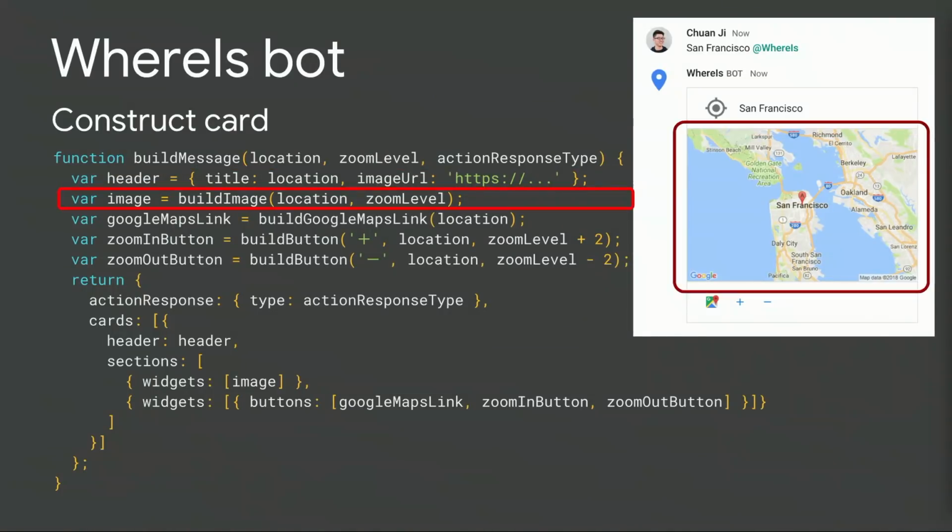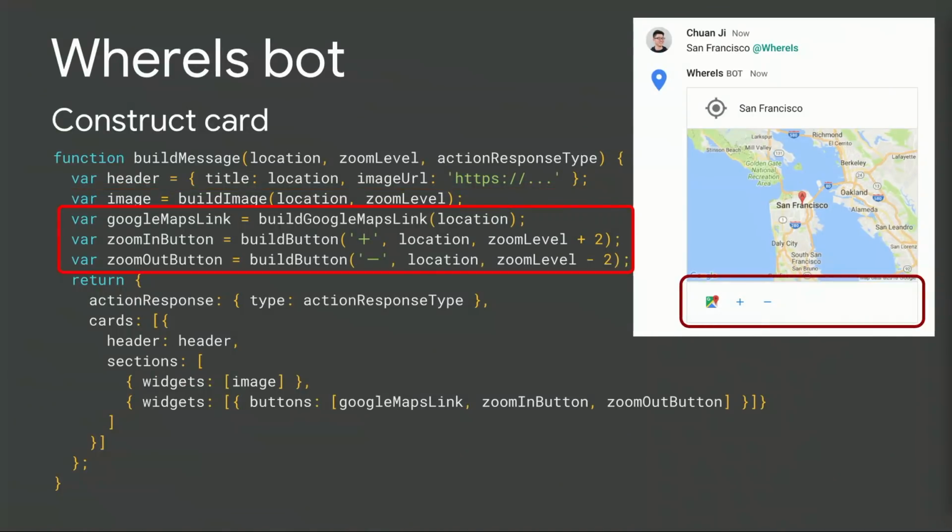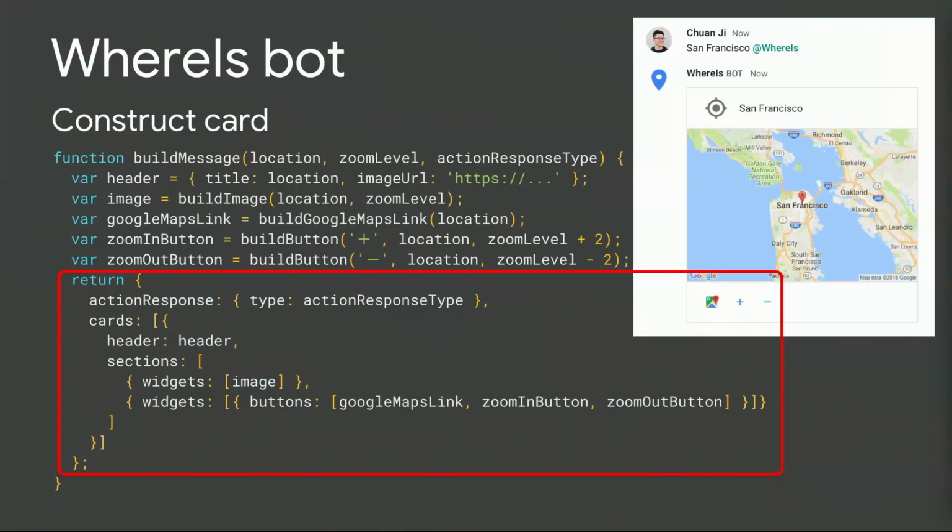Next, we're going to build the image from Google that we see here, the map image. We'll take a look at how that's built in the next slide. Then we'll construct a row of buttons that you see on the bottom. Note that we're going to create 2 more functions: buildGoogleMapsLink, which takes just the location, and buildButton, which takes in the label, the location, and the target zoom level that the user will be taken to when they click the button. Finally, we're going to put it all together into one big JSON object, and we return this object back to Hangouts Chat, and that creates the card. So let's look at each of these widgets.